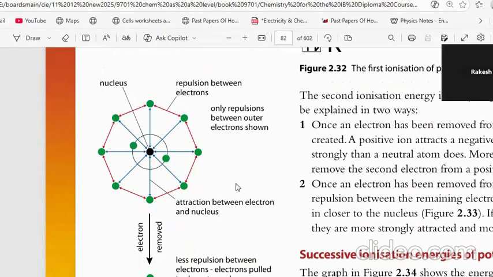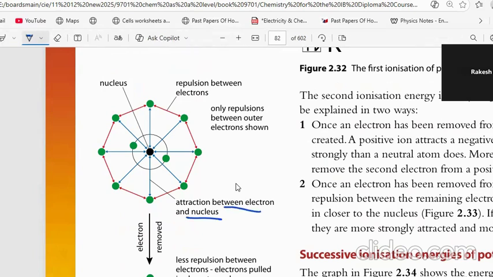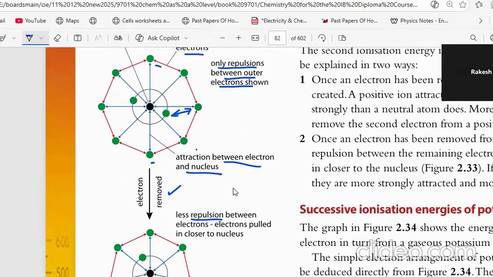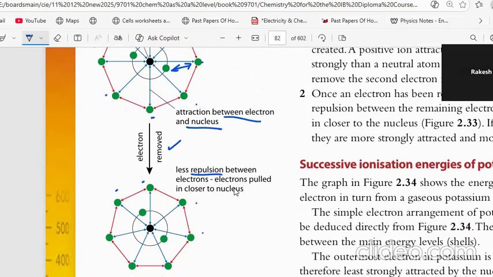So it is like this. There is this nucleus, attracting. These blue lines are the attraction between the electron and the nucleus, and there is also repulsion between electrons. Though repulsion is shown between these, there could also be repulsion here, but only repulsion between outer electrons is shown here. But if you remove an electron, like in the case of a cation, there is less repulsion because there were 1, 2, 3, 4, 5, 6, 7, 8, and now there are 1, 2, 3, 4, 5, 6, 7. So there is less repulsion.